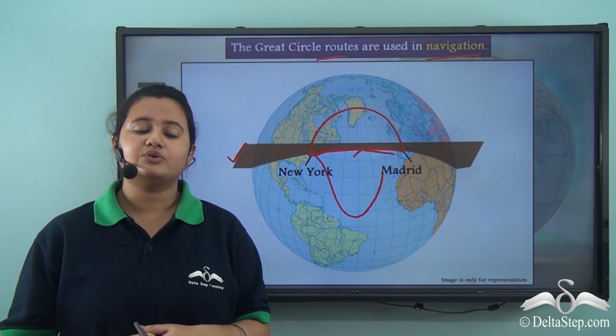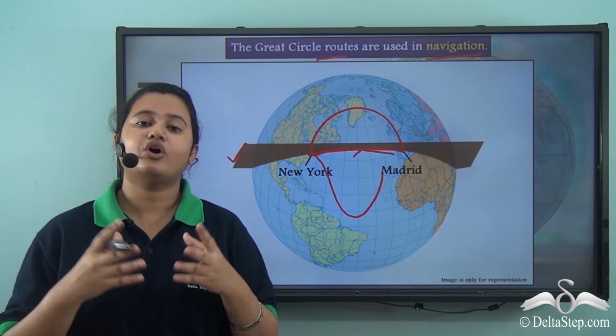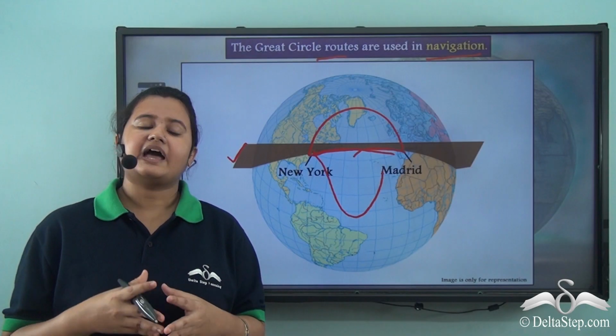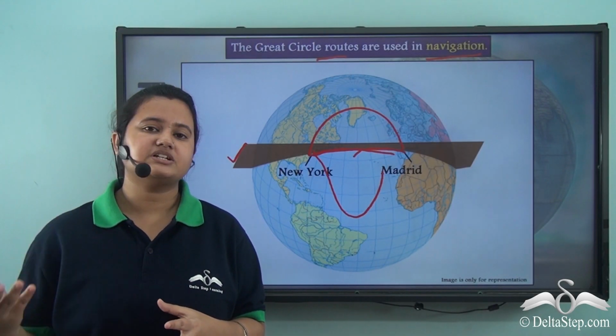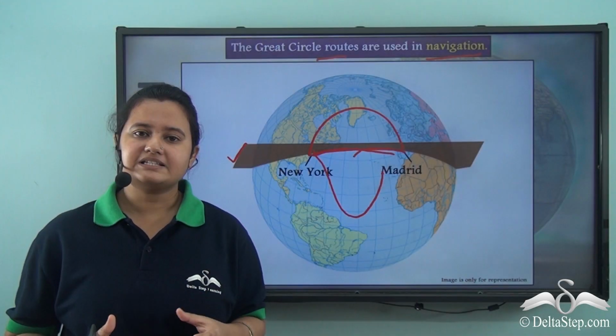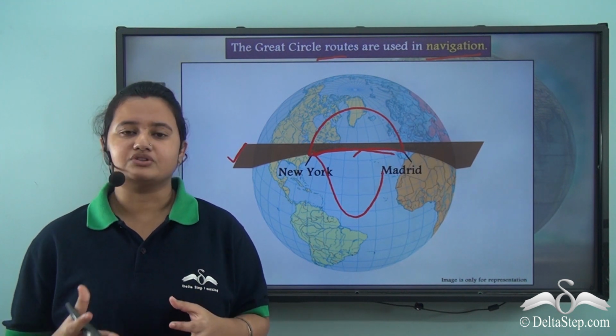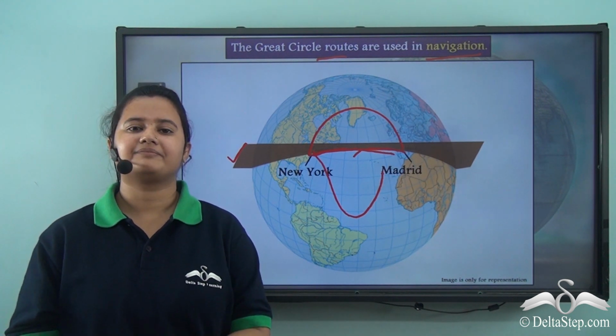Further, we learnt about a special longitude, that is the International Date Line or IDL. We learned that as one crosses the International Date Line, the calendar date changes. And lastly, we read about the Great Circle and the importance of Great Circle.